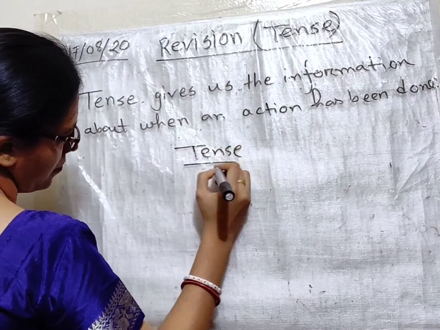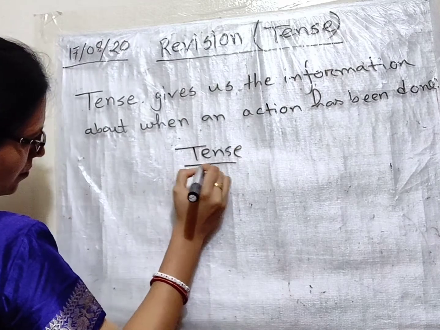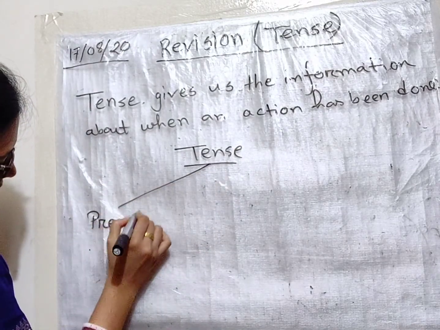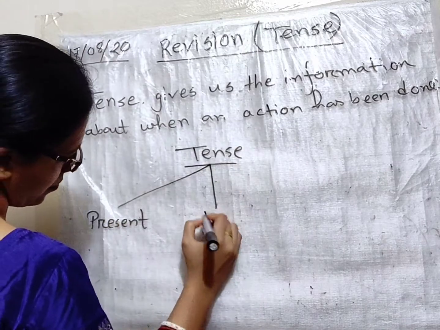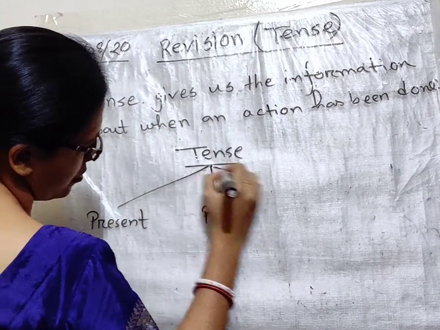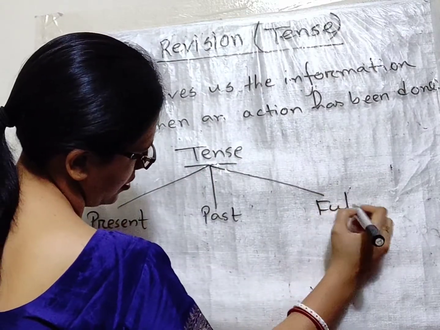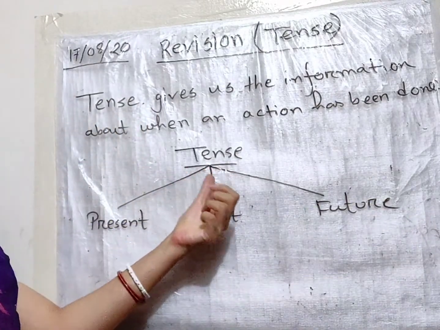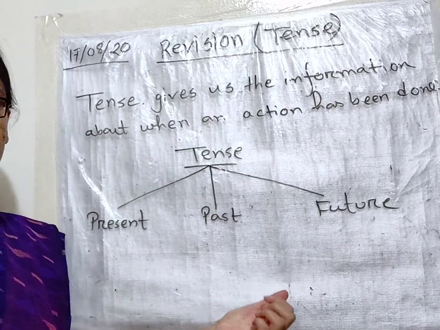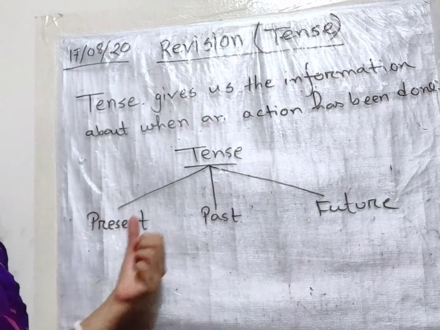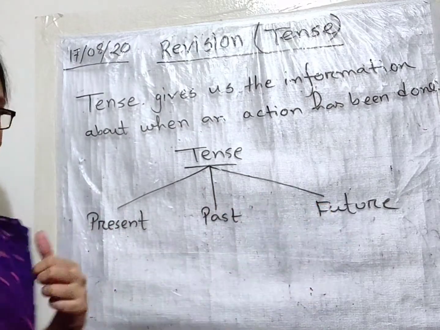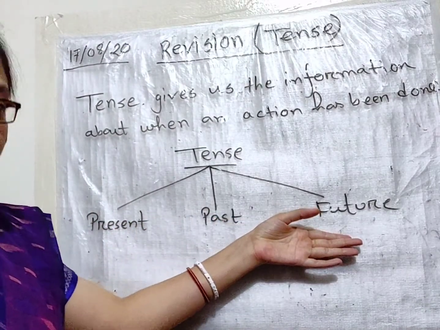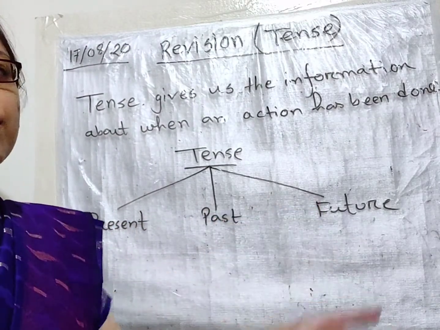There are three types of tense: present, past, and future. First one is present, then past, then future. And these three types of tense are again divided into four more types.